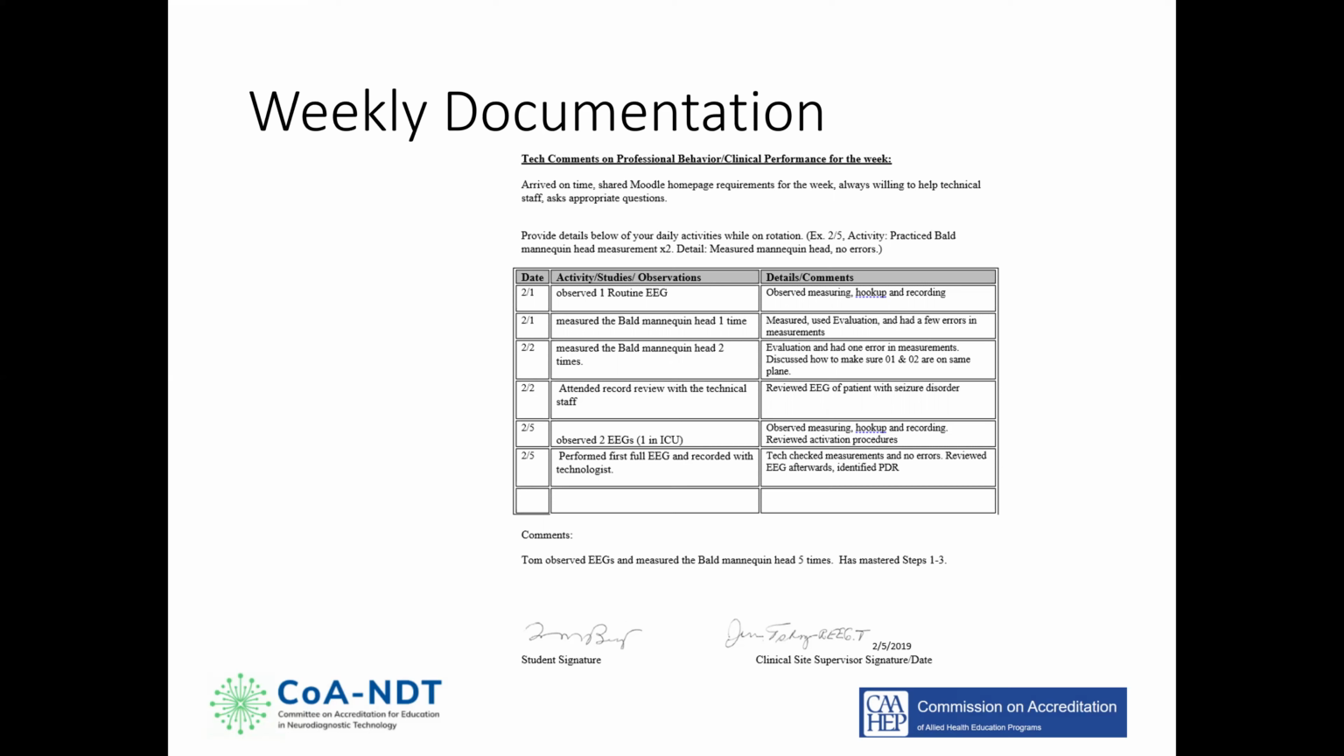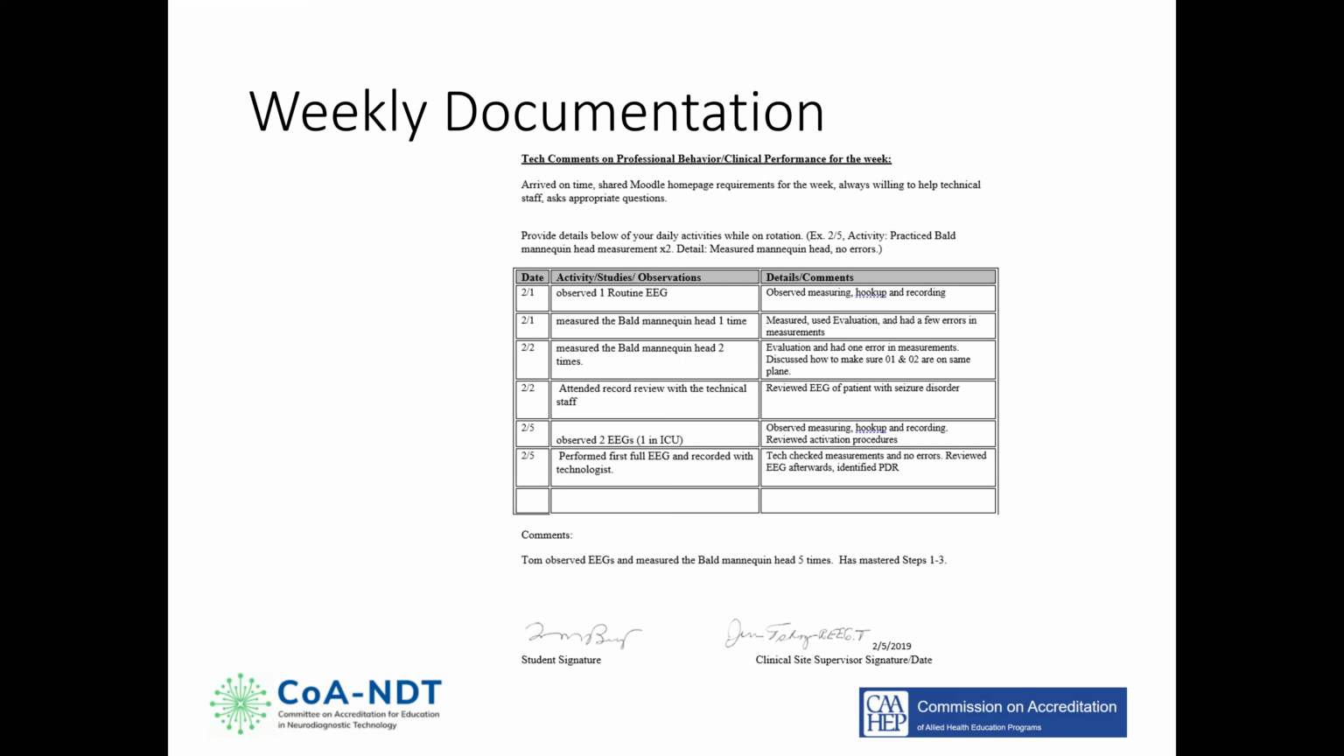And then the student is able to make a comment, and then the tech and the student both sign that. It's submitted as part of their weekly performance. And then a copy is also left at the clinical site. We also do periodic audits because we are a distance education program.